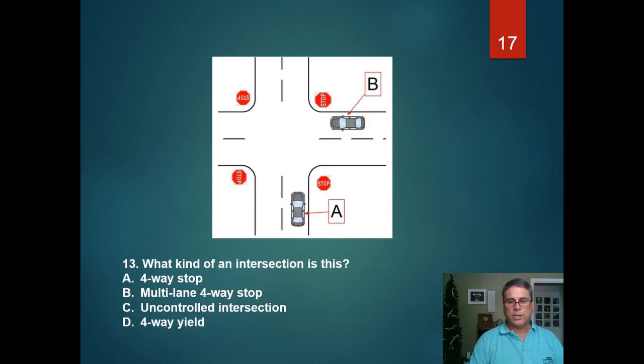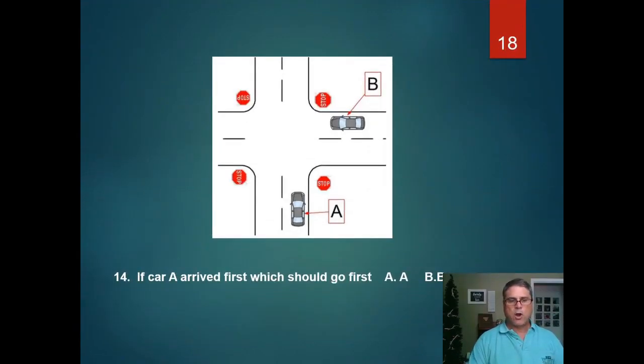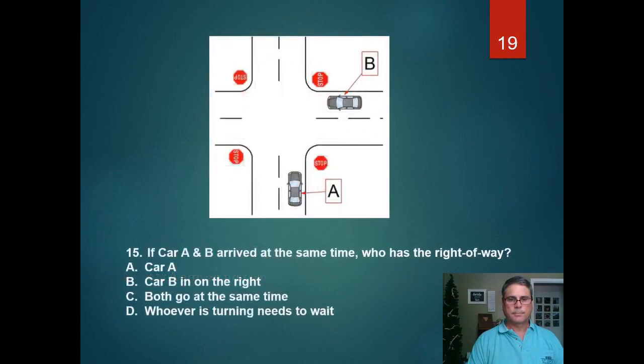What kind of intersection is this? I'm going to obviously count stop signs. I got 4, so it's a 4-way stop. If car A arrives first, who should go first? Car A goes first. If they get there first, they go first. If car A and B arrive at the same time, who has the right of way? The car on the right. We talked about that in the question up ahead.